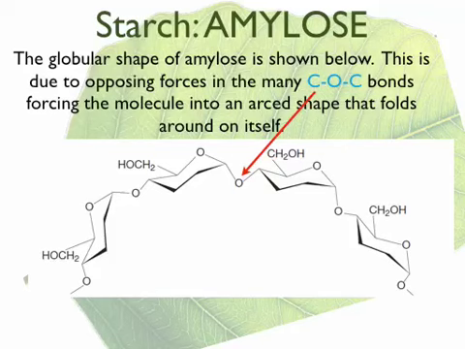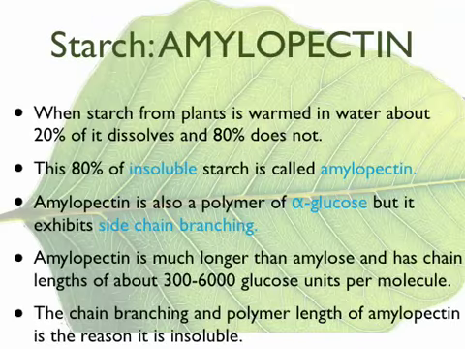Now, the globular shape of amylose is shown below. This is due to opposing forces in the many C-O-C bonds forcing the molecule into an arced shape that folds around on itself. This is amylose. Look carefully at it. The glucose monomers are not flipping. Therefore, we have glucose lining up via an alpha bond around each centralized oxygen. The shape of those carbon-oxygen-carbon bonds forces it into an arced form, which will continually arc round and round and form what's called a globular formation of amylose.